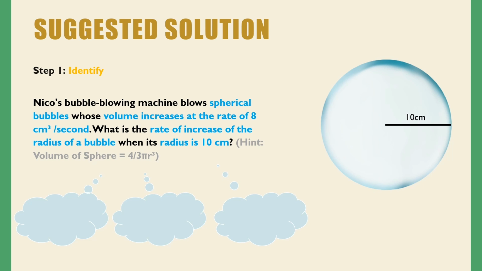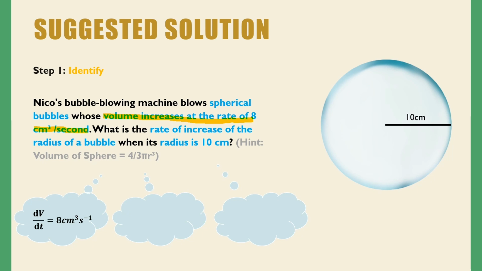Let's read through the question again. Nico's bubble blowing machine blows spherical bubbles whose volume increases at the rate of 8 cm³ per second. How can we translate this statement into an equation? We can write it as dV over dt equals 8 cm³ per second.